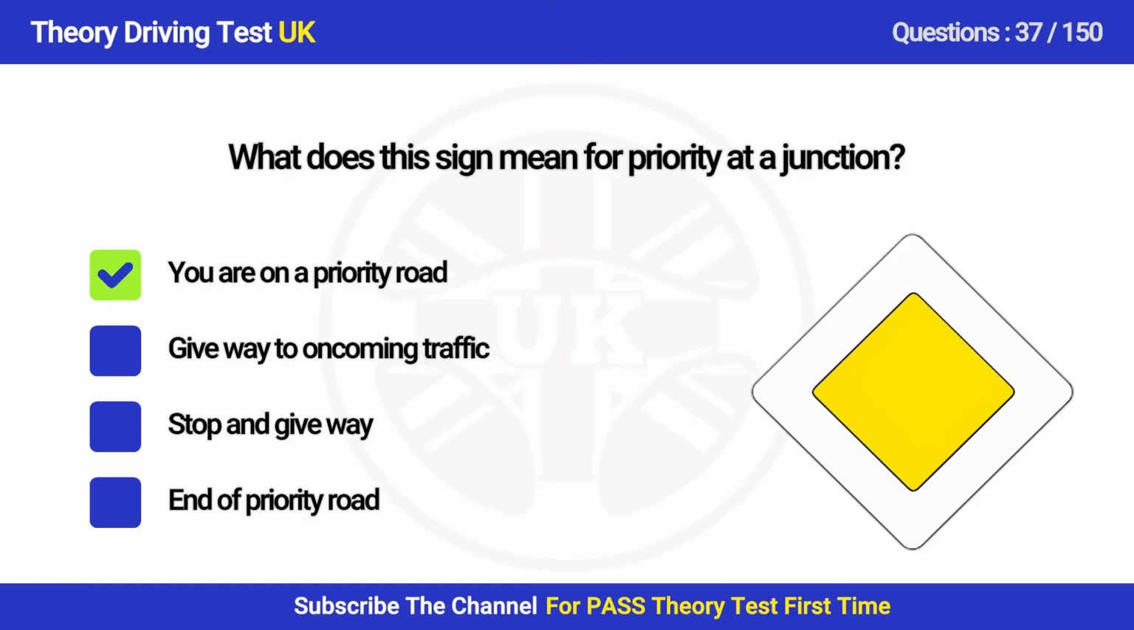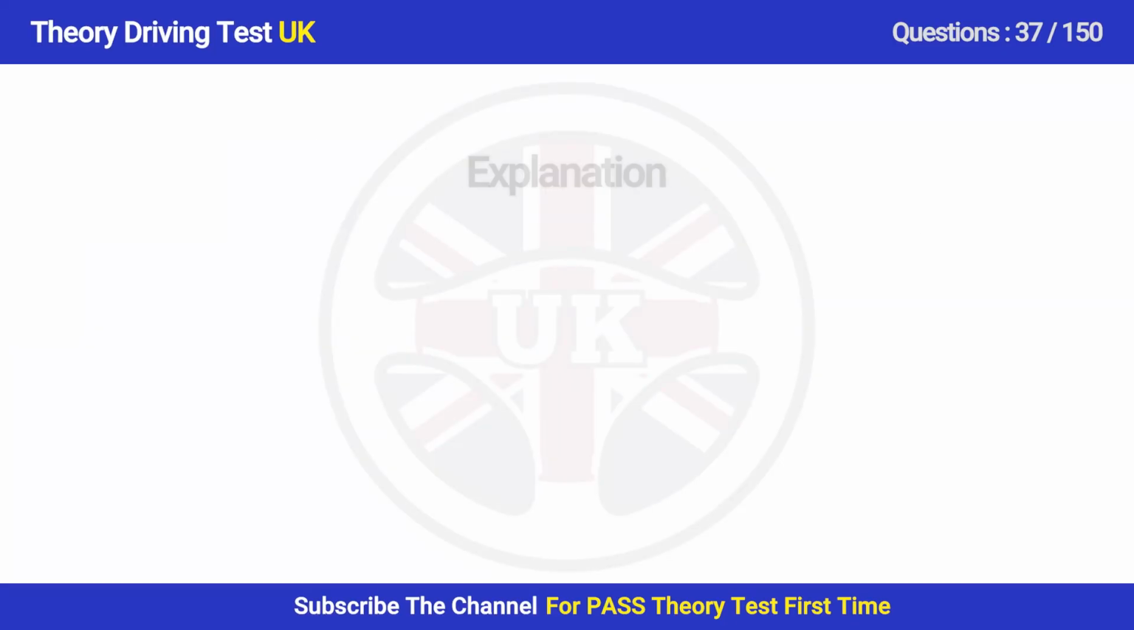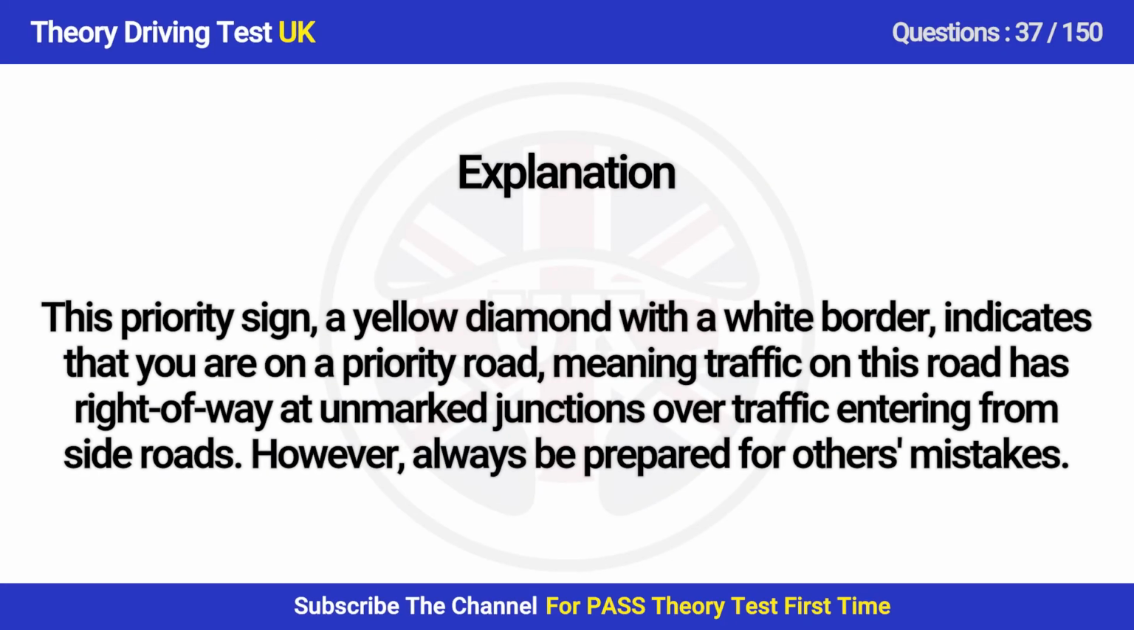Answer is A. You are on a priority road. This priority sign, a yellow diamond with a white border, indicates that you are on a priority road, meaning traffic on this road has priority at unmarked junctions over traffic entering from side roads. However, always be prepared for others' mistakes.